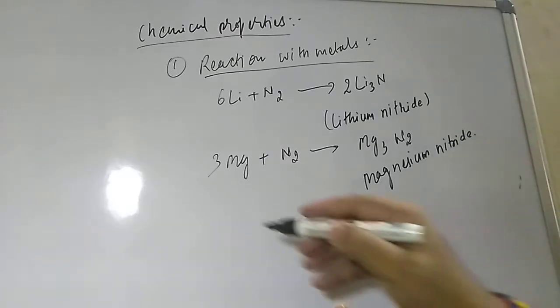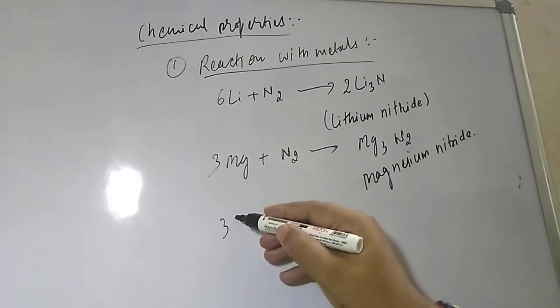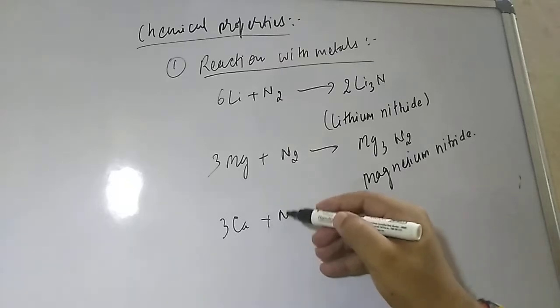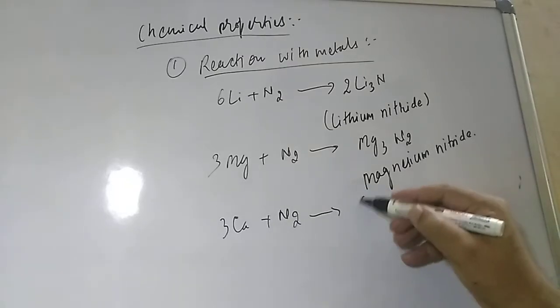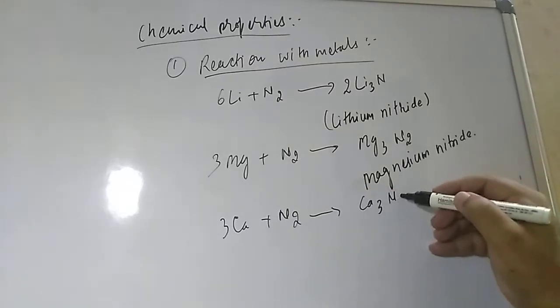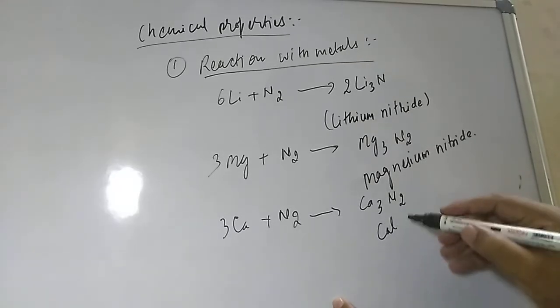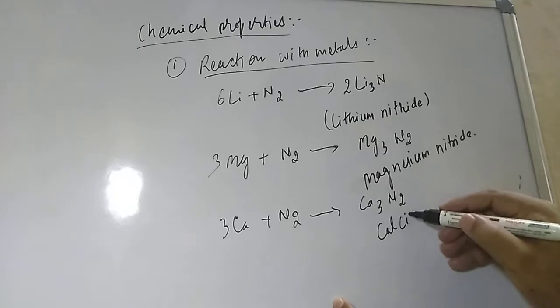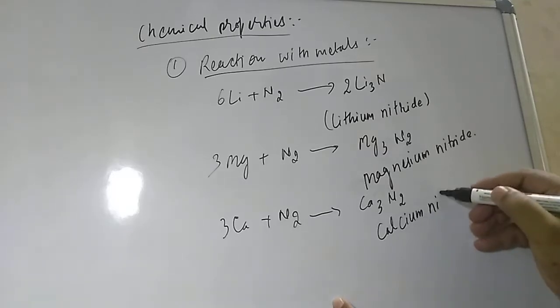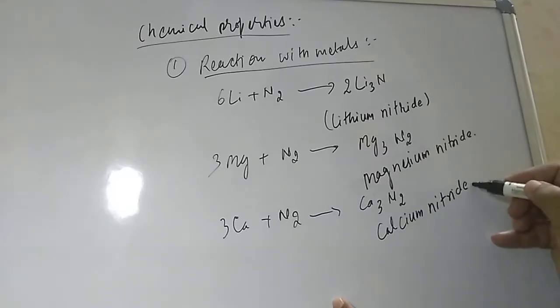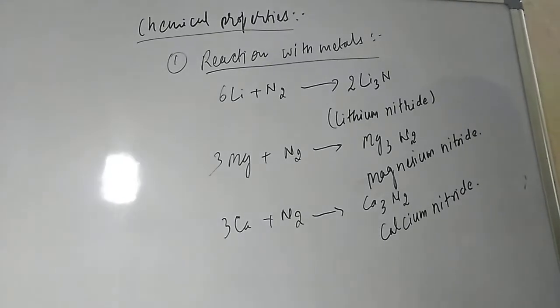In the same way, if you take calcium and treat it with dinitrogen, it will give Ca3N2. This is also an important compound, and the name of this compound is calcium nitride. So these are the reactions with metals.